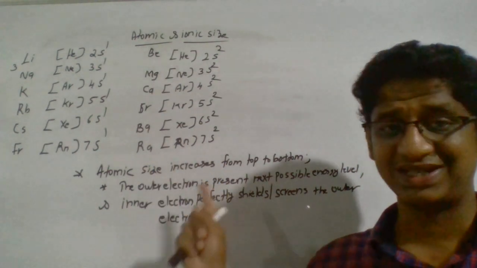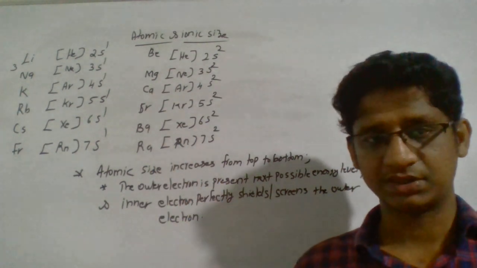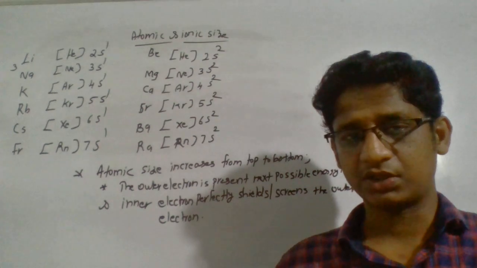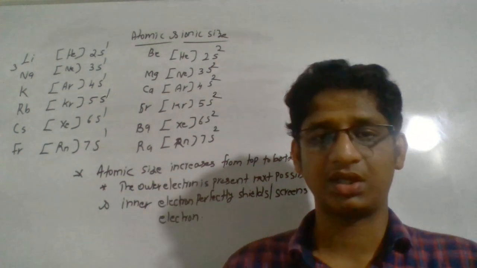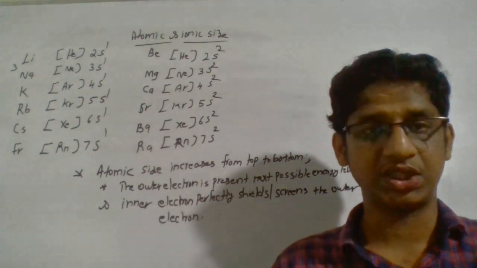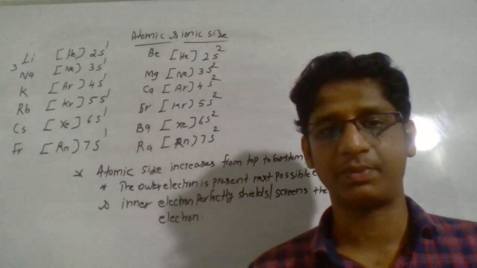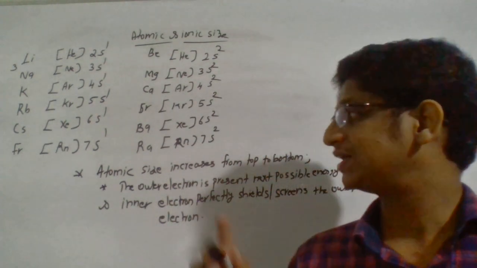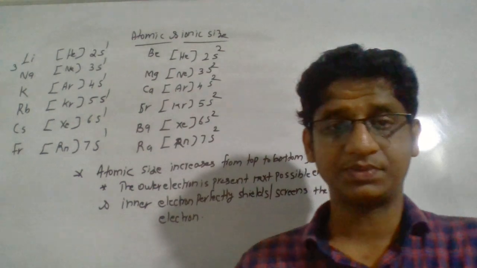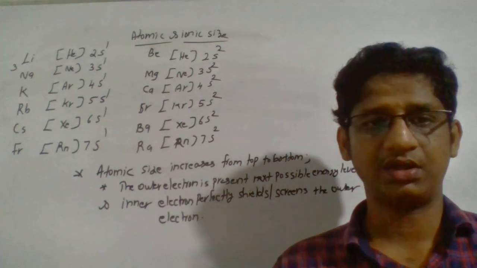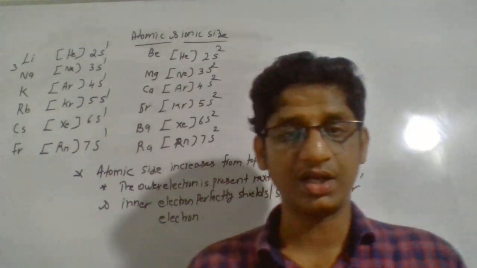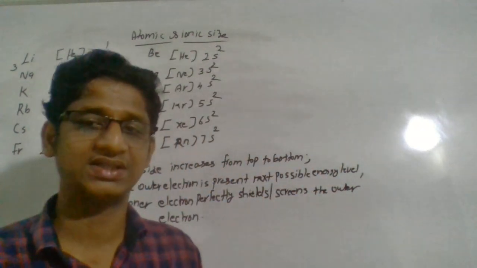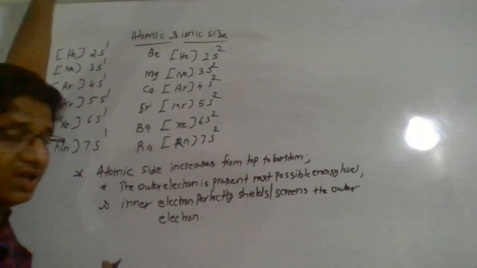But it's not so in the case of s and p block elements, because now the outer electron experiences less nuclear attraction due to the effective shielding of the inner orbital electrons. Okay, so that's the general case, but in some groups you will see variation. In some groups you will see irregularity in the variation of atomic size. That's simply due to the poor shielding effect.